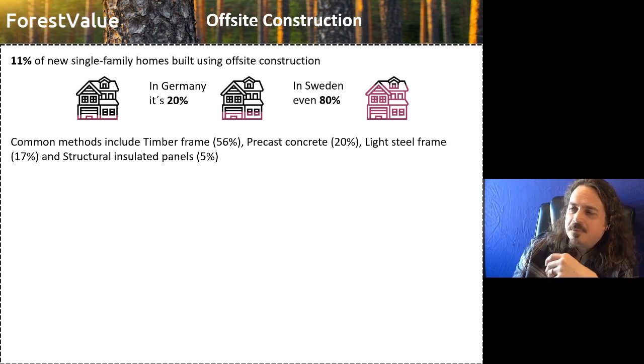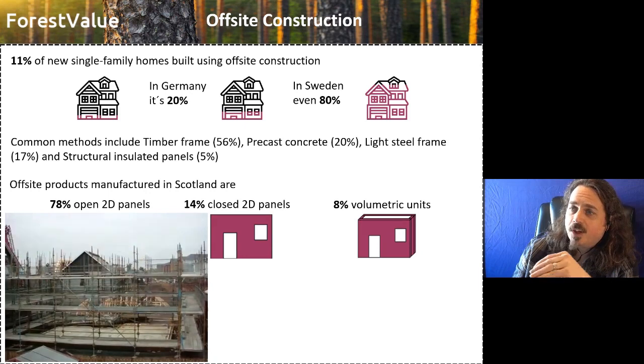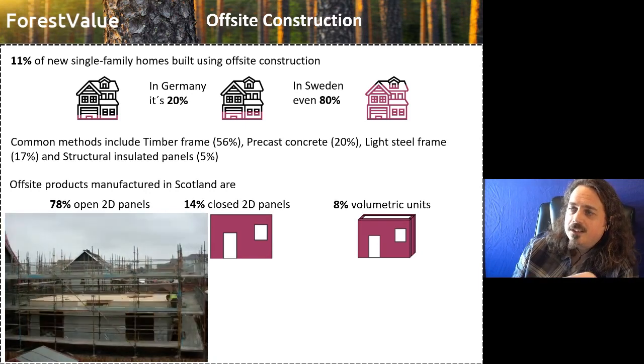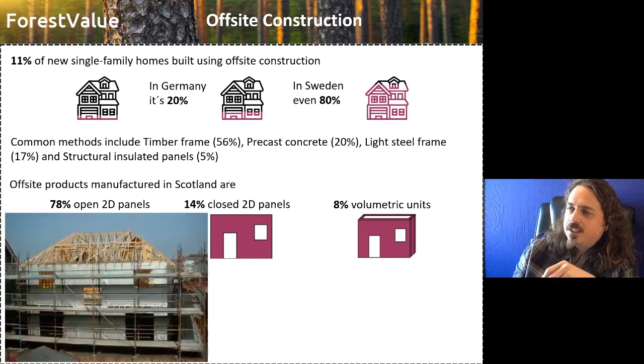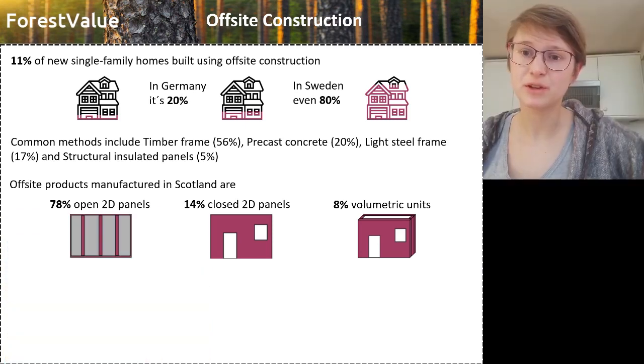Off-site timber frame has been very common in Scotland for many years. It's mostly about 80% open two-dimensional panels. There's a small amount of closed panel construction and an even smaller amount of volumetric units. And this is a bit of a difference to mainland Europe, where volumetric units are already used a bit more. Here it's more of a novel approach still. And of course, productivity is higher when you use volumetric units. So there's a potential to increase the productivity as well.